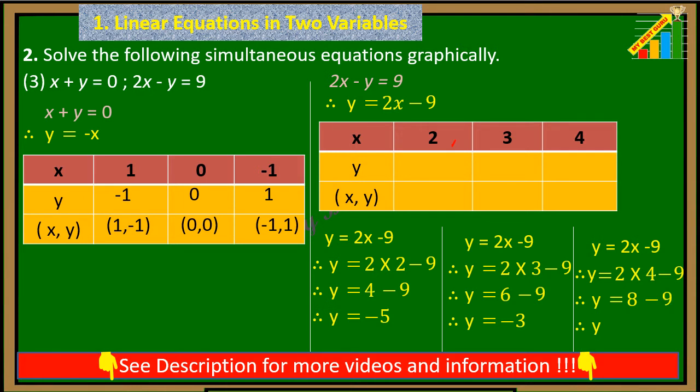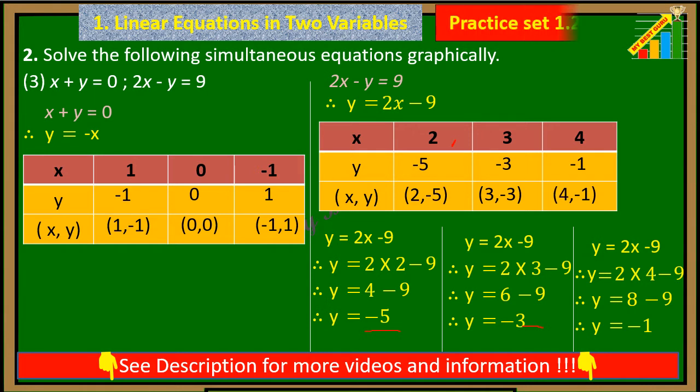Now here you see you got the solution. For the first one it is minus 5, so the coordinates are 2 comma minus 5. For the next one we found it is minus 3, so it is 3 comma minus 3. And it is minus 1, so it is 4 comma minus 1.